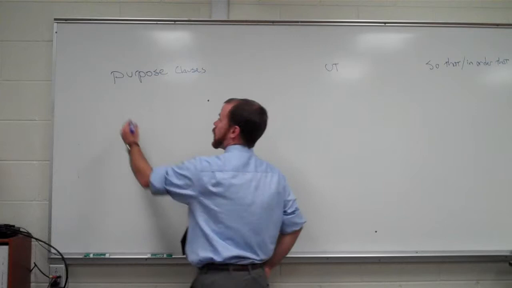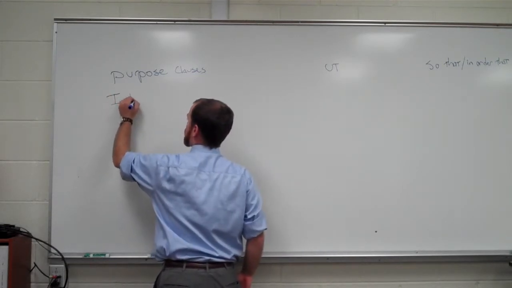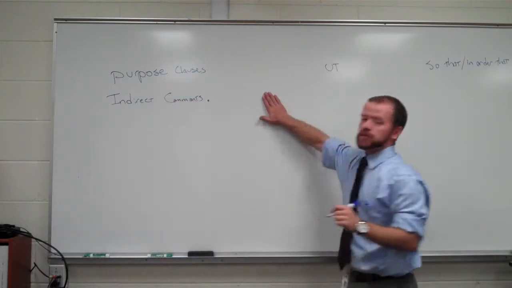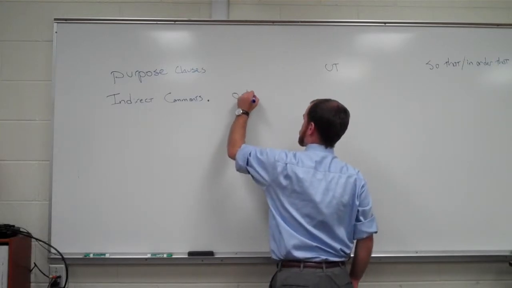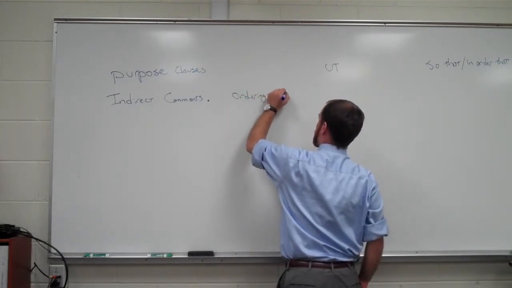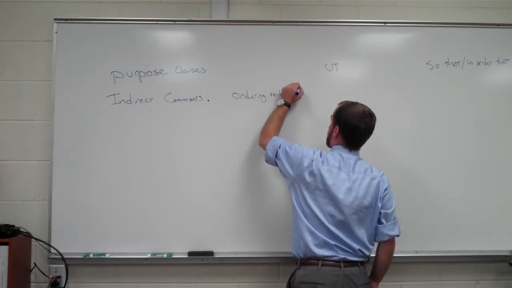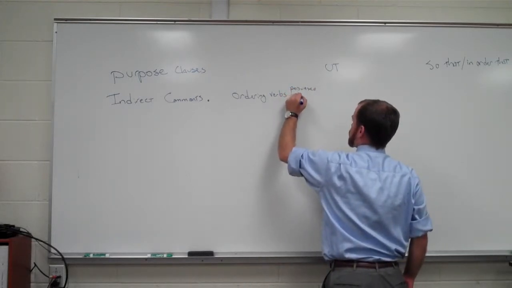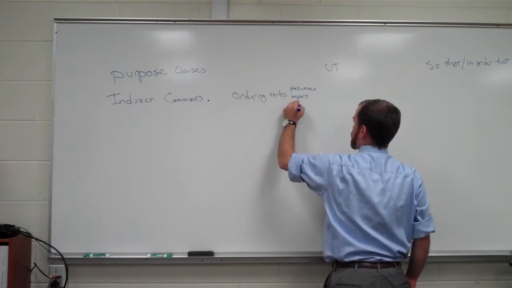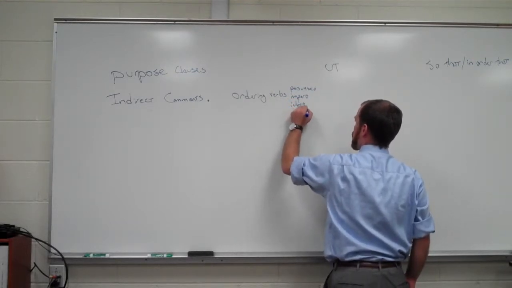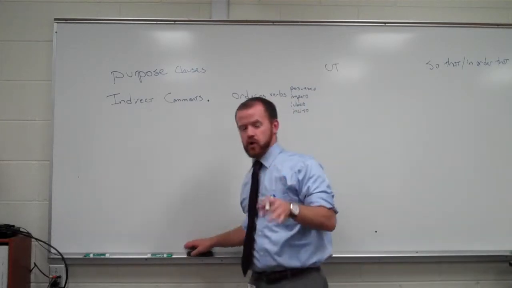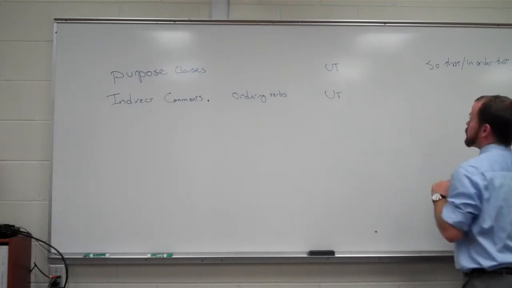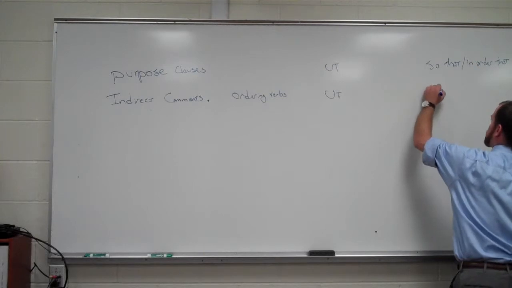Next, what we have are indirect commands. And these are introduced by ordering verbs. So, persuadeo, impero, sometimes iubeo, incito, any type of verb that can be given in order. This also has an ut, and we typically translate the ut as "to."